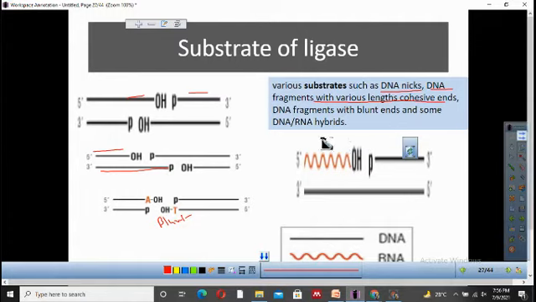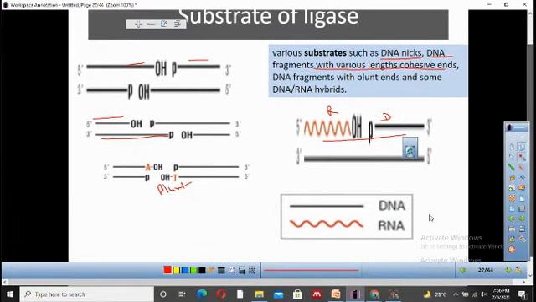Besides this, it can also make a hybrid. Suppose that this is DNA, this is RNA. This can also be ligated. This can also be ligated. Okay, so it can also seal the DNA-RNA hybrids.